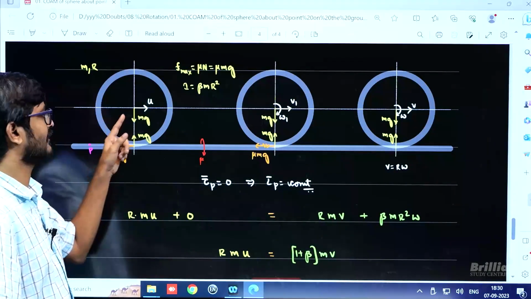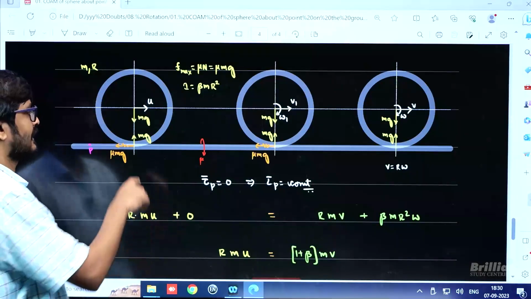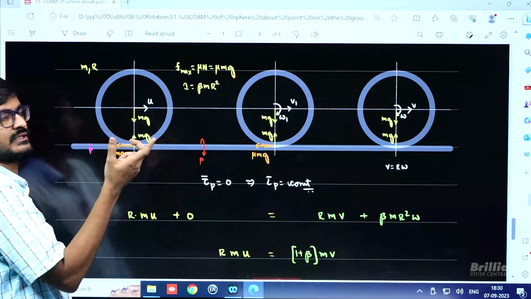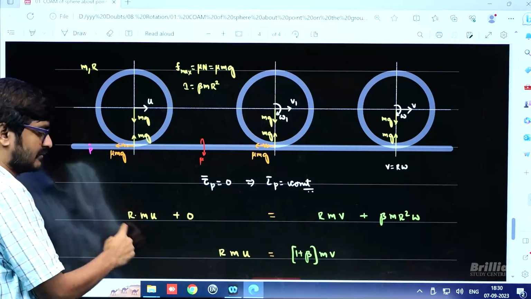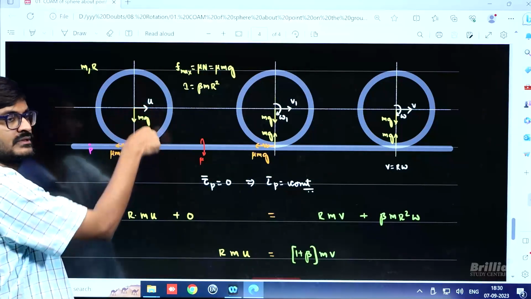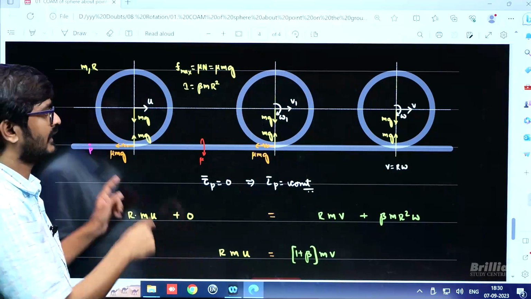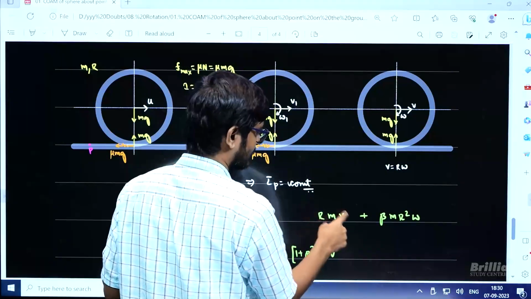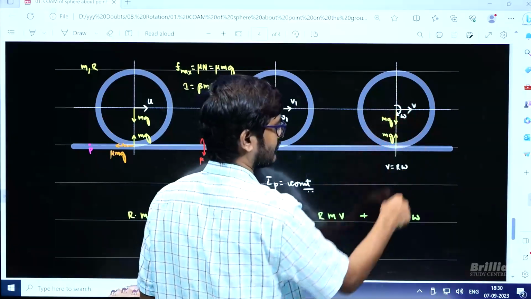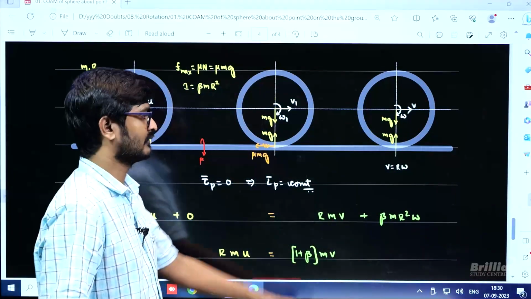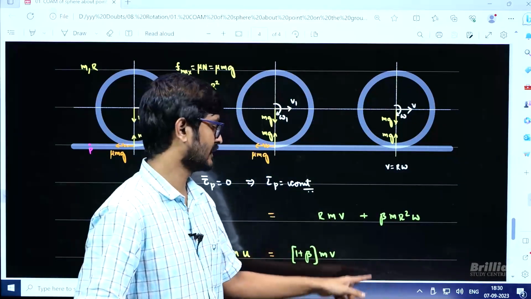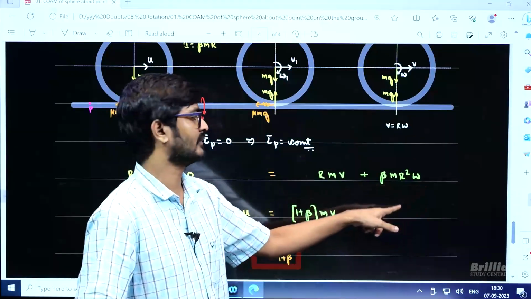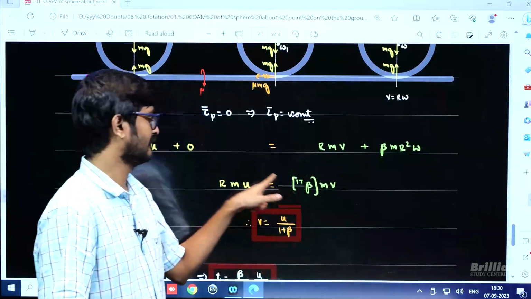Now what is the initial angular momentum of the system? It's angular momentum of center of mass and about center of mass. Initially angular momentum of the center of mass is this much, angular momentum about center of mass is 0. Finally angular momentum of the center of mass is this much, angular momentum about center of mass is I omega. But we know eventually V equals R omega.